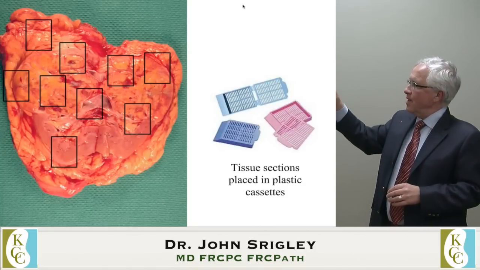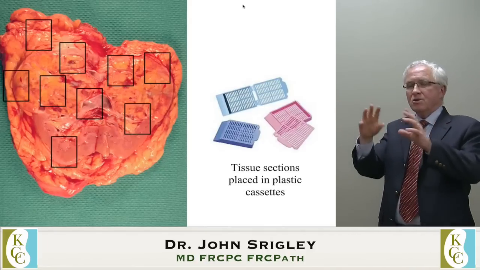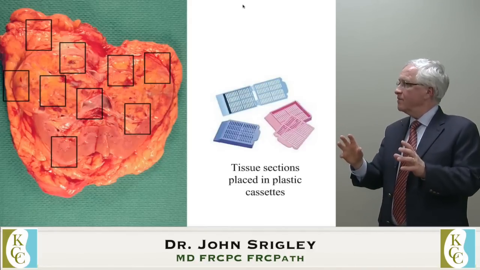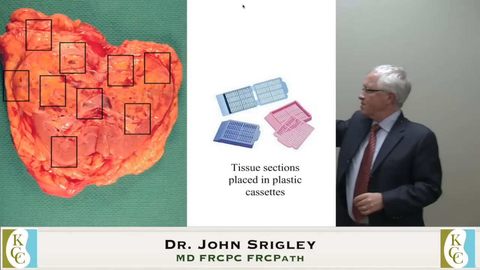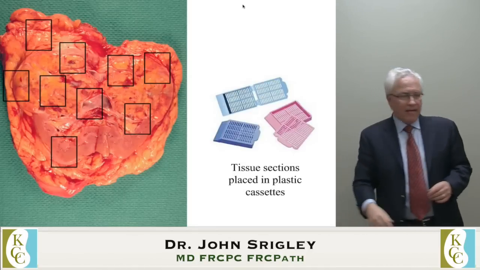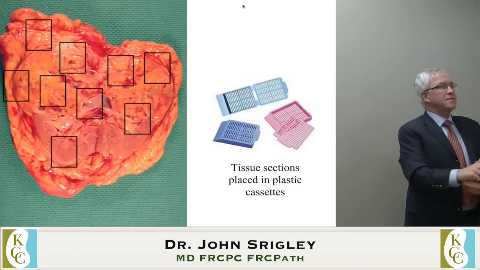And we also want to just do a random sampling of the tumor to make sure that we're looking at the whole tumor from the microscopic perspective. So what we do is we take those pieces of tissue and we put them in these little structures here called cassettes. And then the cassettes, what happens then is that tissue is processed.